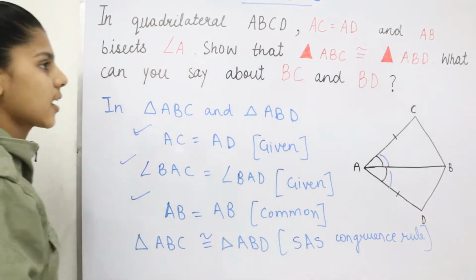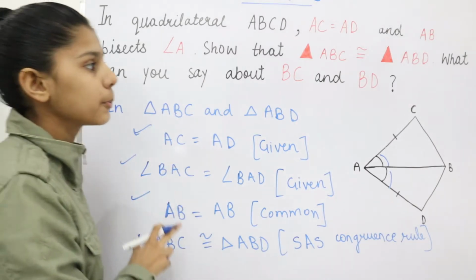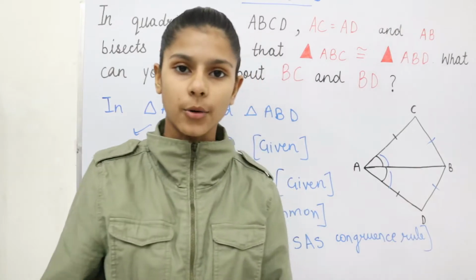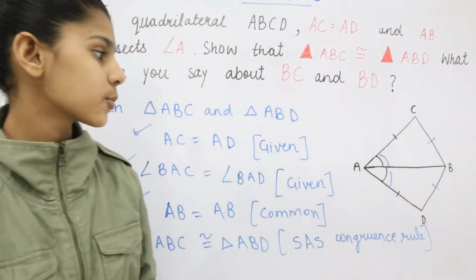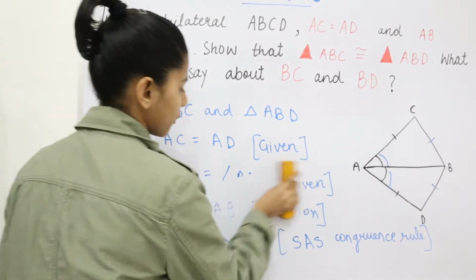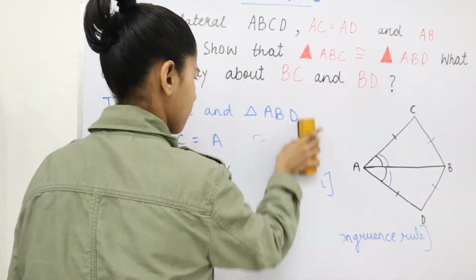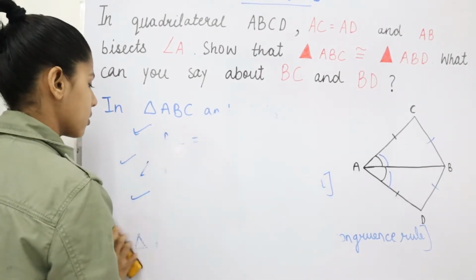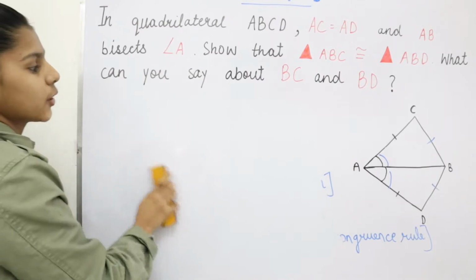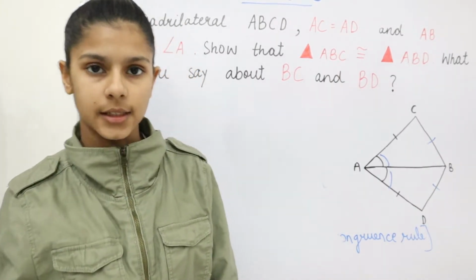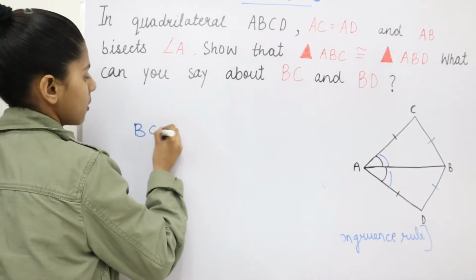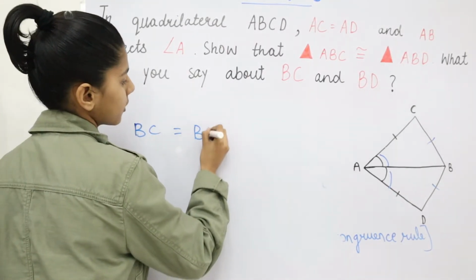Now what is the question asking? What can you say about BC and BD, means this and this? We have proved that these both triangles are congruent. So hence we can write them equal by CPCT. So we can write that BC is equal to BD. And what will be the reason?